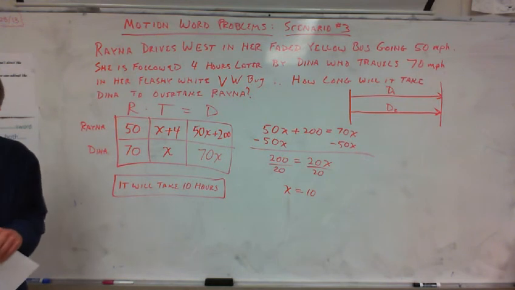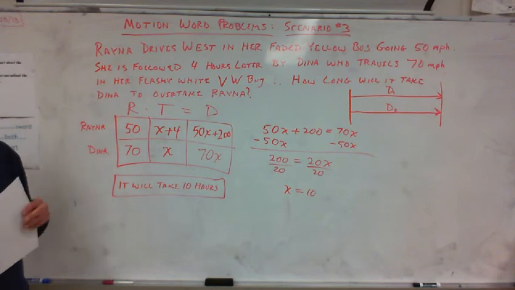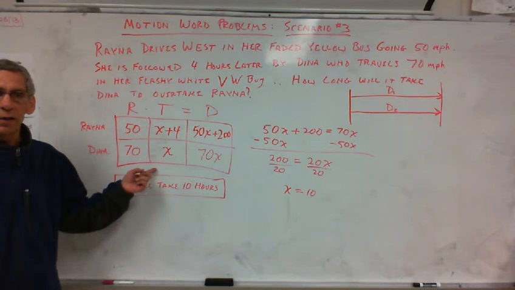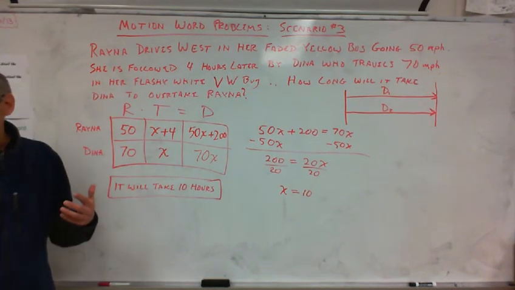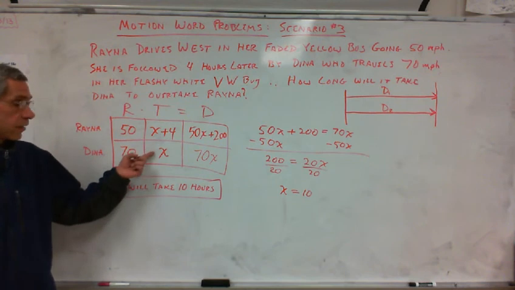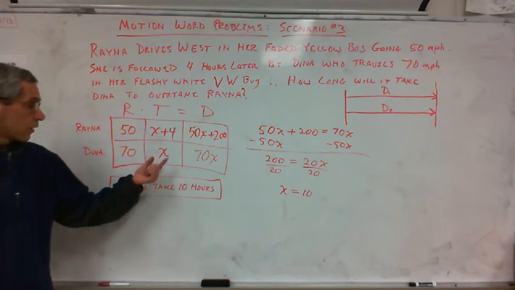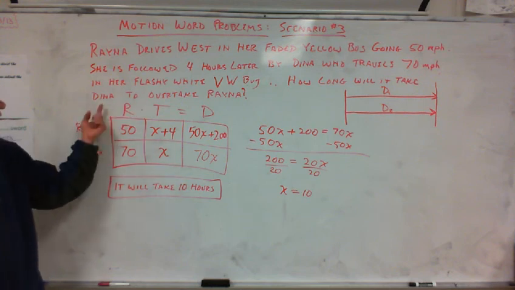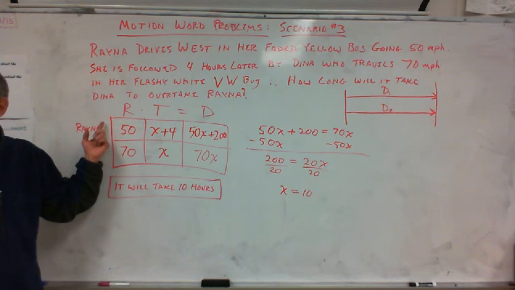Does that make sense to you guys? Yes. That's a long trip. Where people tend to get messed up on these is the time. Some people will put x up here and x plus 4 down here, or they might do x and x minus 4. It's okay. You'll still get the right answer if you did x and x minus 4. But when you solve for x, that's not the answer. Then you have to subtract 4 from it. You see what I'm saying? Not fun. So it's better to just say, if the final question is, how long will it take Dina, make Dina x. So you're solving for the answer, right?